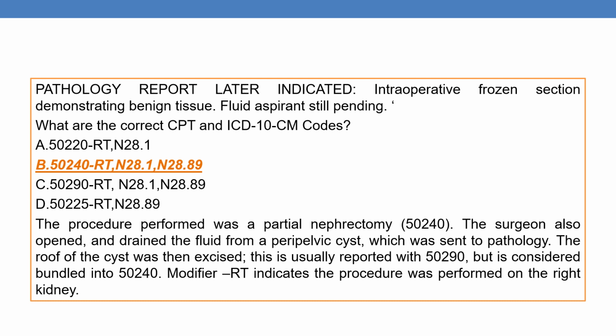So what are the correct CPT and ICD-10-CM codes for this scenario? The CPT is 50240 along with the RT modifier to indicate right side. And the ICDs are N28.1 and N28.89. Here, the procedure performed was a partial nephrectomy. The surgeon also opened and drained the fluid from the cyst, which was sent to pathology. The roof of the cyst was then excised, but this is usually reported with 50290. But it is considered bundled into 50240. And modifier RT indicates the procedure was performed on the right kidney. So the correct option is B, 50240 along with RT modifier, and the ICDs are N28.1 and N28.89.